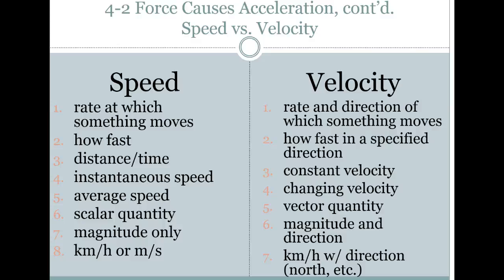Velocity, on the other hand, is the rate and direction at which something moves. How fast in a specified direction. Constant velocity and changing velocity are the two kinds. It is a vector quantity, magnitude and direction, and it's kilometers per hour with a direction, for example, north or northeast or southwest. Make sure that you understand the difference between the two.